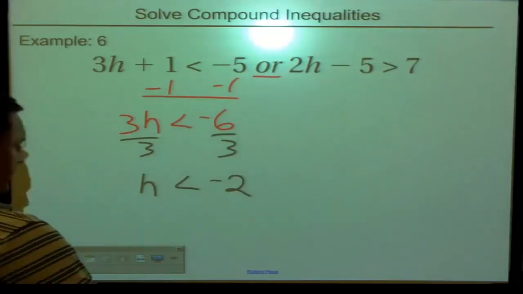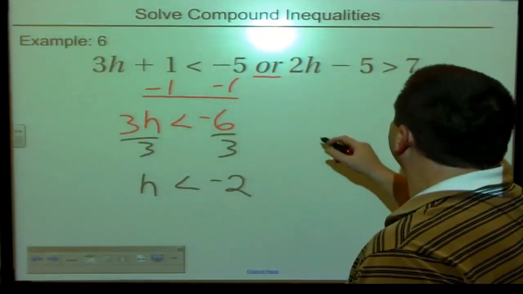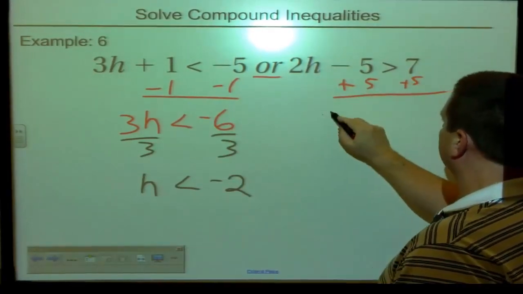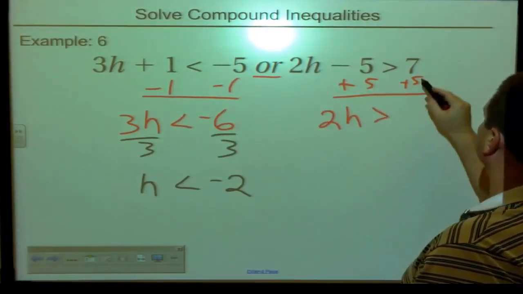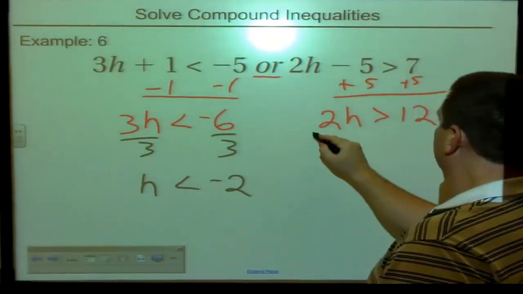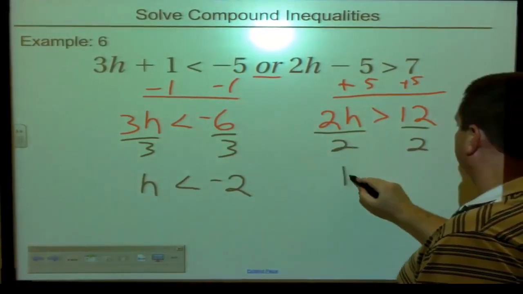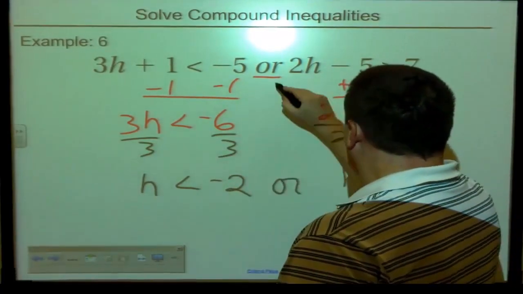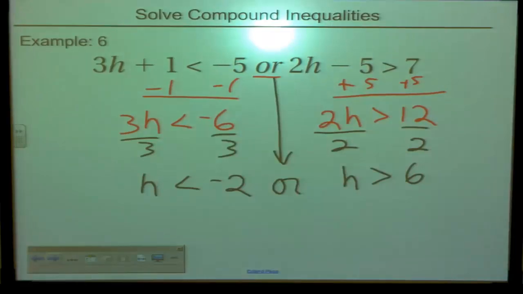That's this side. Now I'm going to go ahead and solve the right-hand side. I'm going to add 5, add 5. So I bring down my 2h greater than 7 plus 5 is 12. Divide both sides by 2. H is greater than 6. And don't forget to bring down your or. Or's got to come all the way down.